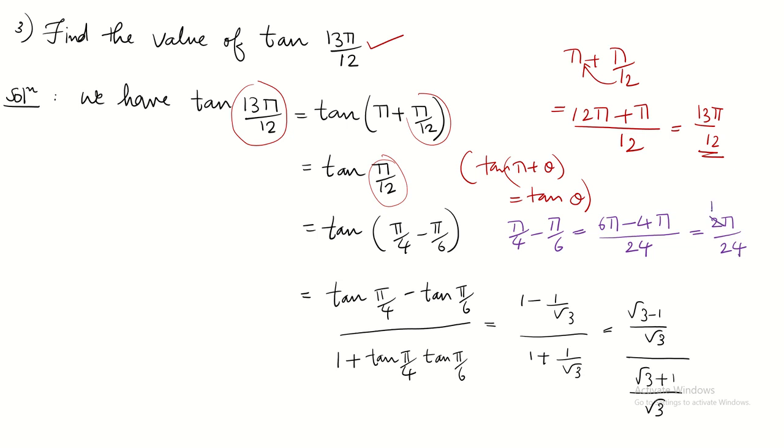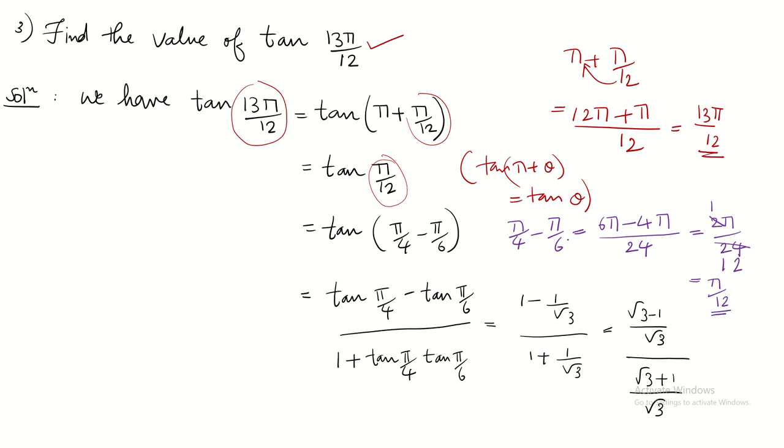Now 2 one time, 24 how many times? 12 times, because 12 into 2 you get the answer as 24. Now what is the answer here? 1 into pi, pi divided by 12. So this is the answer you are getting.